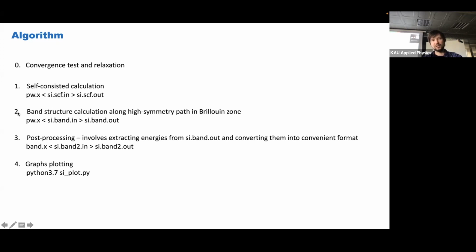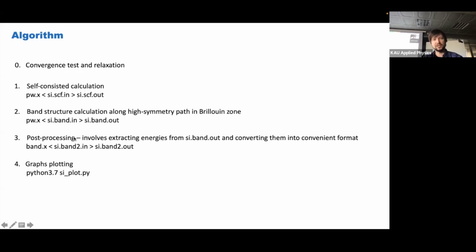Then we will provide a non-self-consistent calculation. I will explain what it is, and I also call it a band structure calculation. So it's the same, band structure or non-self-consistent calculation, and we will make this calculation along a high-symmetry path in the Brillouin zone. So we will choose all these letters, gamma, X, M, and some other letters in this Brillouin zone.